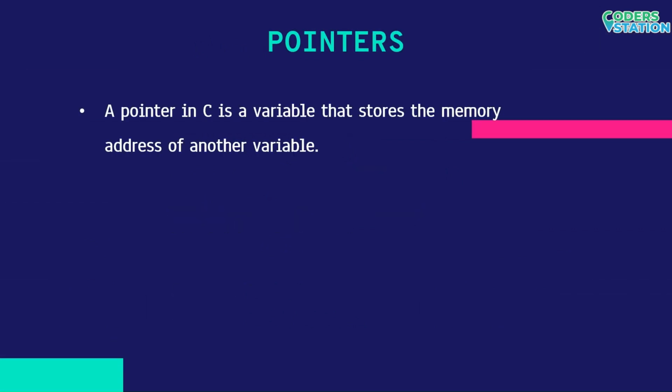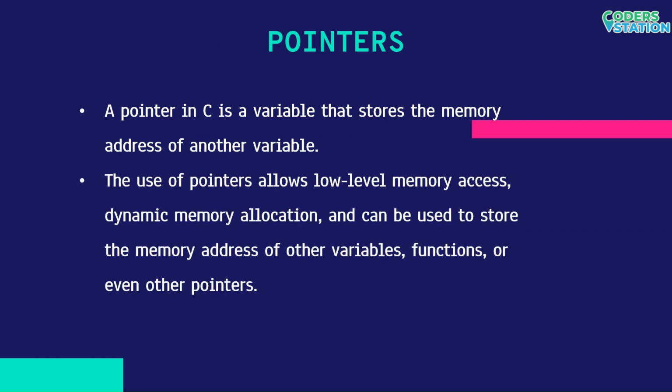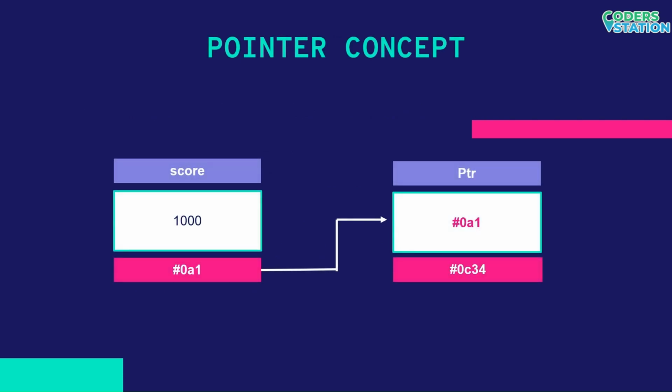A pointer is a C variable that stores the memory address of another variable. The use of pointers allows low-level memory access, dynamic memory allocation, and can be used to store the memory address of other variables, functions, or even other pointers. So let's understand this concept easily.